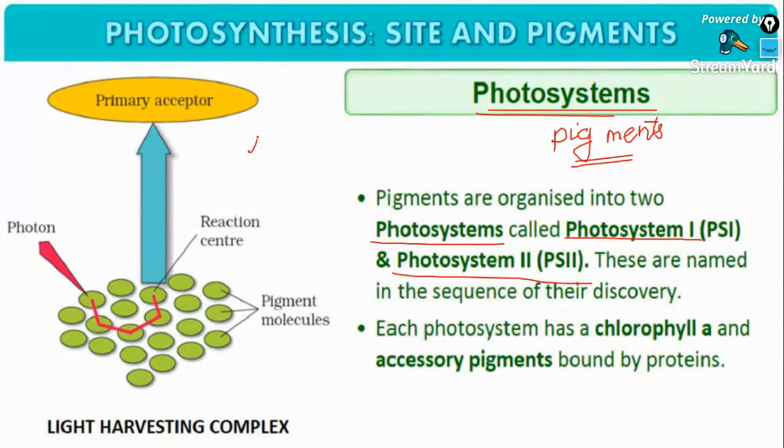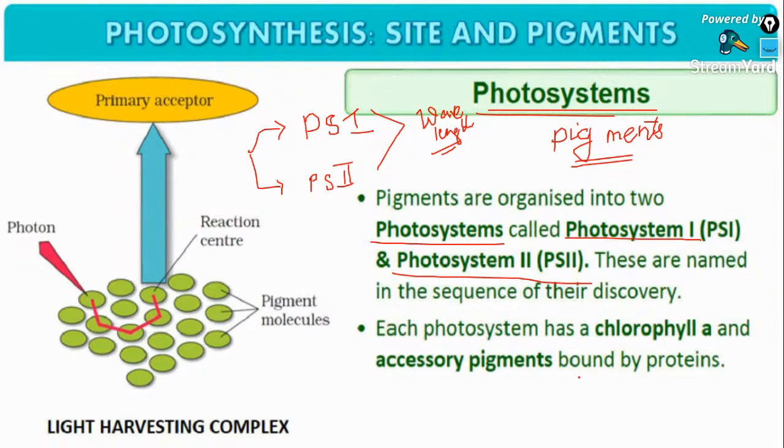So guys, there are two main photosystems present in the chloroplast, that is PS1 and PS2. And what makes the classification between these two? This classification is based on the wavelength of light absorbed by the particular system. One absorbs a wavelength of light of 700 nanometer, and one will absorb a wavelength below that.